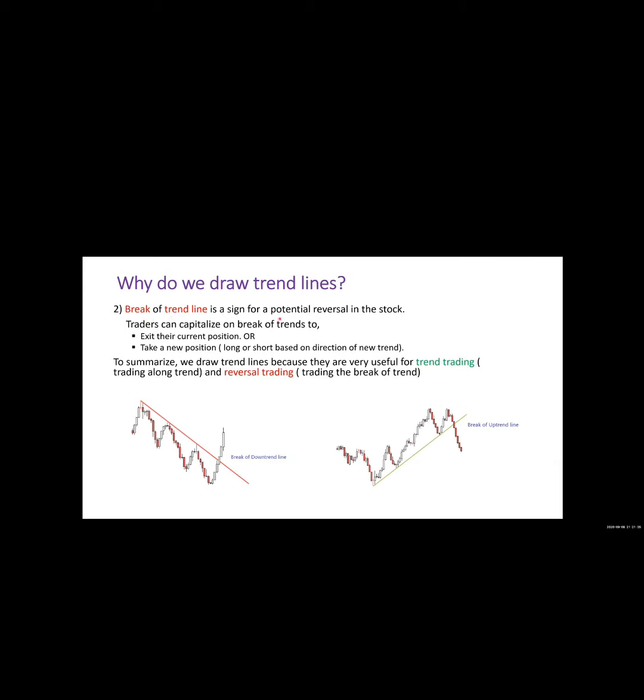So a break of a trend line is a sign for potential reversal in the stock. Traders can capitalize on a break of trend to either exit their current position or take a new position, long or short, based on the direction of the new trend. Long meaning you can play the upside move once this downtrend breaks. Short meaning you can play the downside move once this uptrend breaks. Okay. To summarize, we draw trend lines because they are very useful for trend trading, that is trading along the trend, and reversal trading, trading on the break of the trend. Okay.